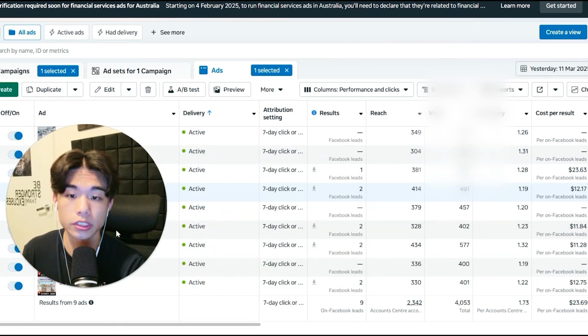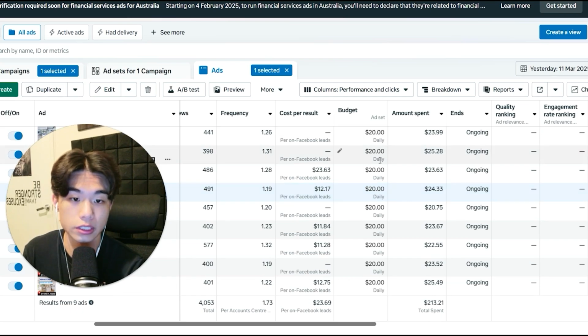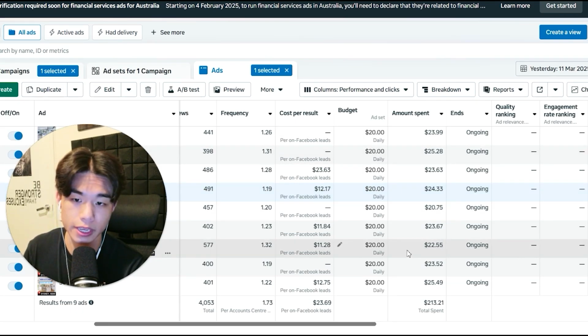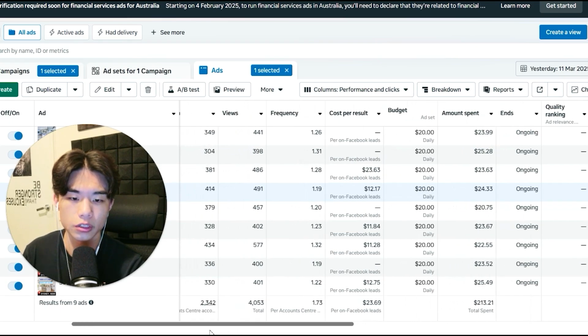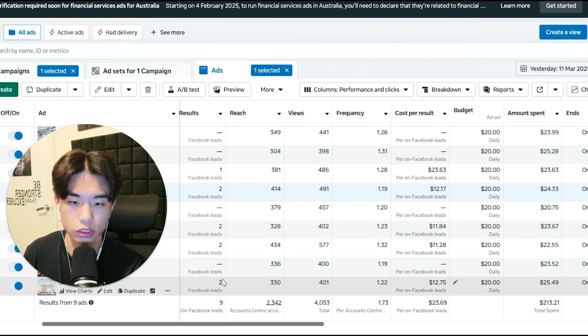So this is the results of the first day. We literally spent how much? $213, even though every ad set is $20, right? Across 9, I should spend like $180. Facebook's got this 10-20% margin they like to go over sometimes, depending on how well your ad does, and clearly our ads did extremely well on just the first day alone. So basically 9 leads over here: 1 lead on this campaign, 1 lead, 2 leads here, 2 leads here, 2 leads here, and 2 leads here.